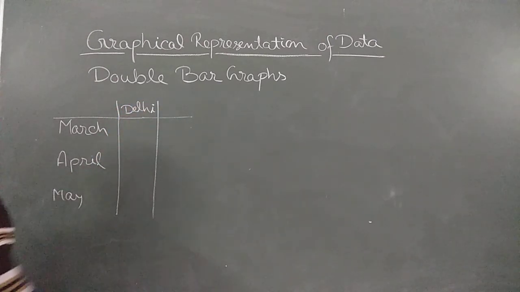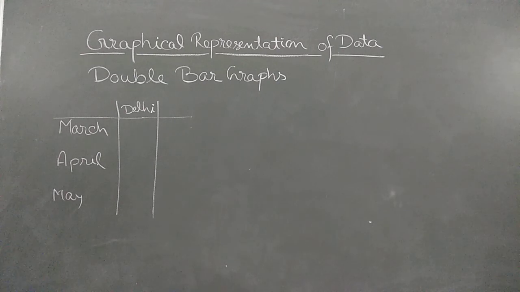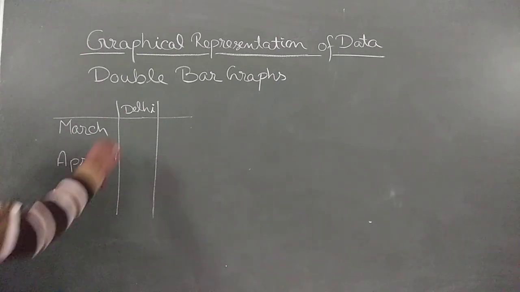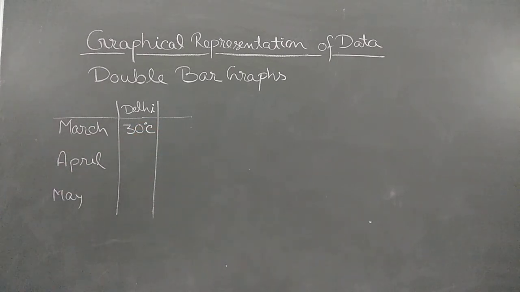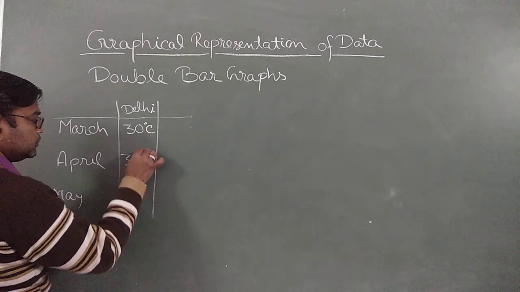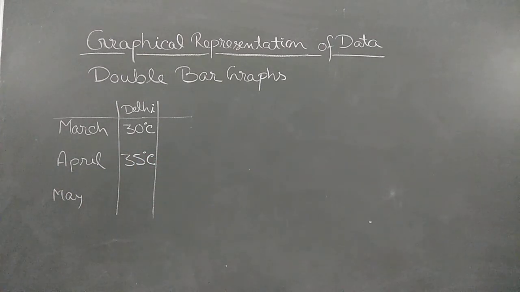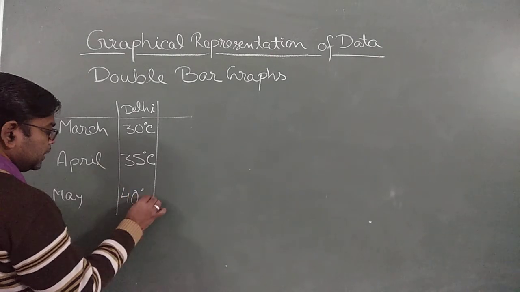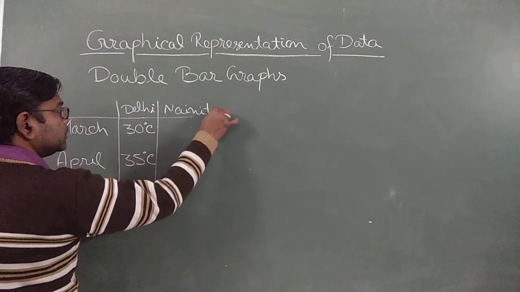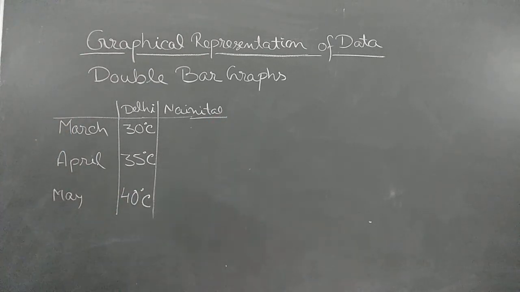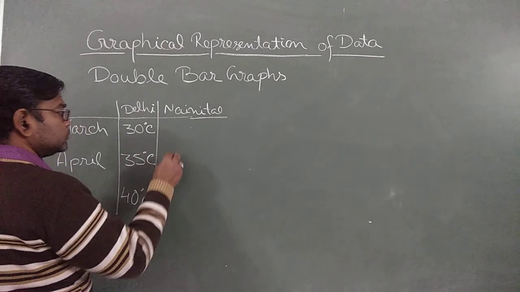The temperature of Delhi in the month of March, the average temperature, is 30 degrees centigrade. In the month of April, it's 35 degrees centigrade. And in the month of May, it increases to 40 degrees centigrade. This is the temperature of Delhi. Now Nainital, the famous hill station. In the month of March, the temperature is 20 degrees centigrade.